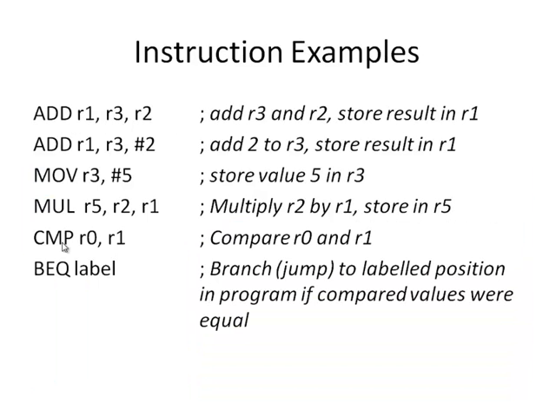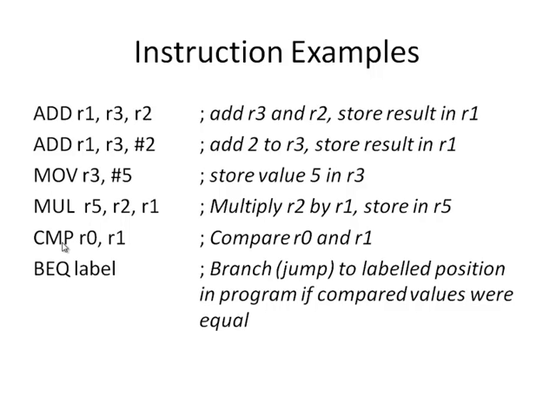So here are some examples. ADD R1, R3, R2 is going to add R3 and R2 and store the result in R1. Or we might use #2 to indicate that we're going to add the number 2 to something else. So instead of adding a number that's stored in a register, we're going to add the actual number 2. And with the move, it allows us to store a value in a register, so we could copy from one register to another, for example. We can also do multiplies and a whole range of different arithmetic operations.